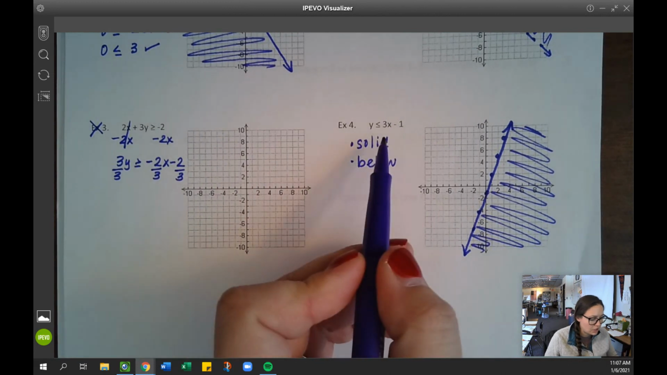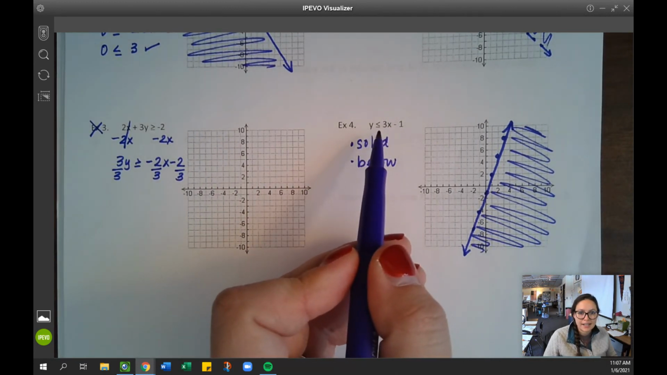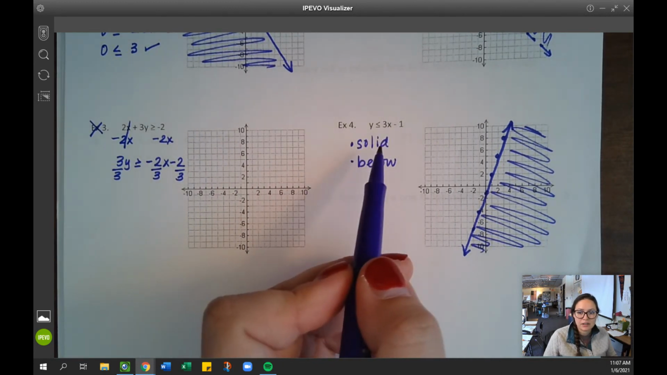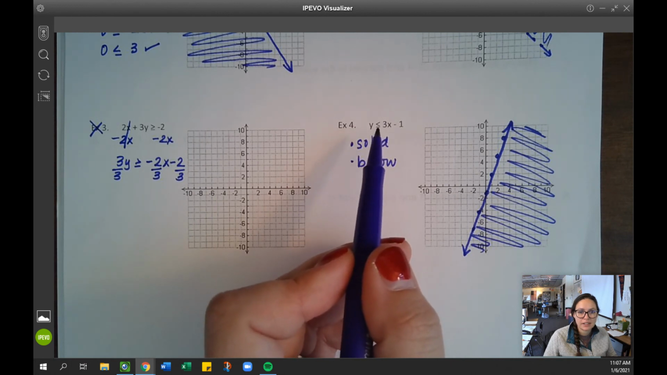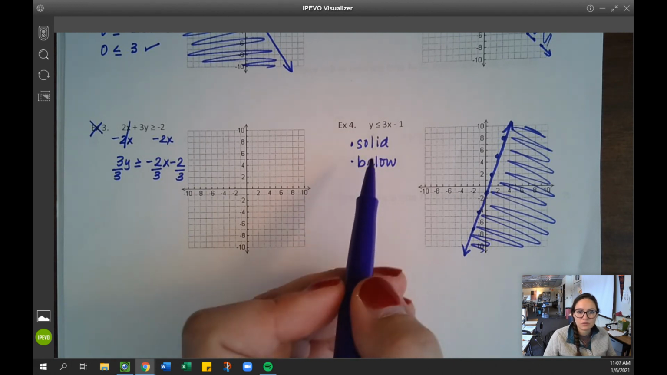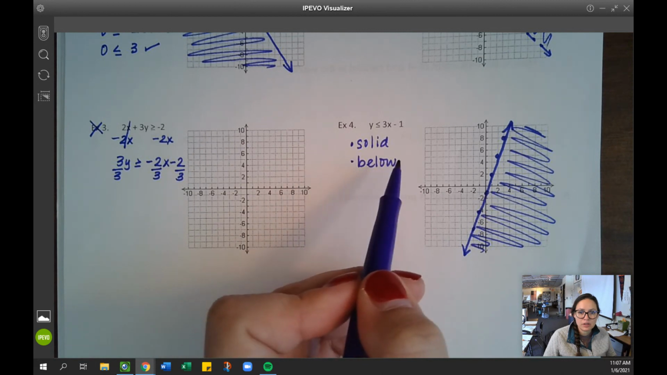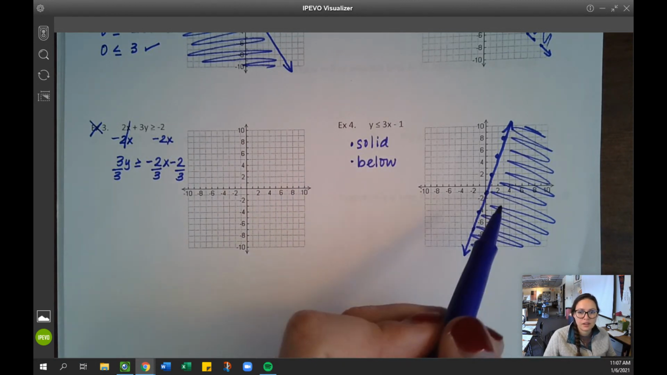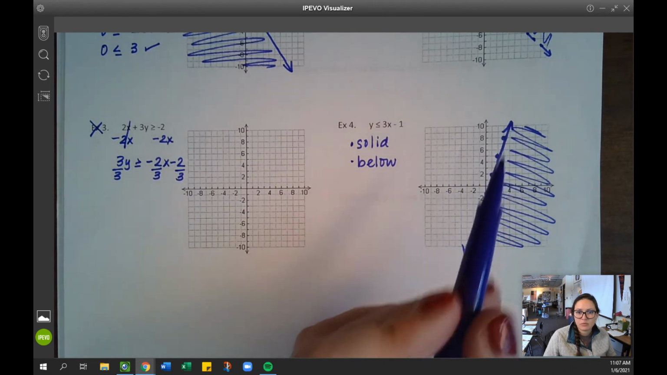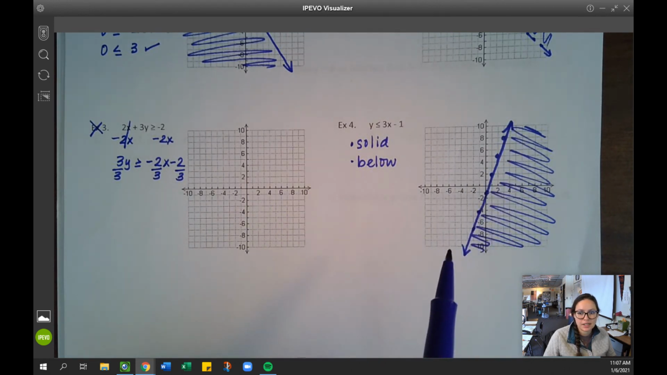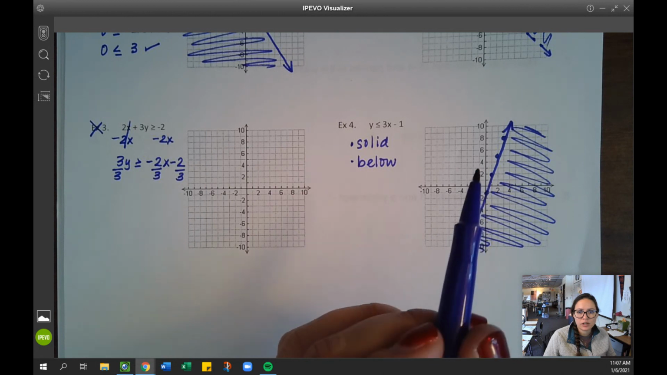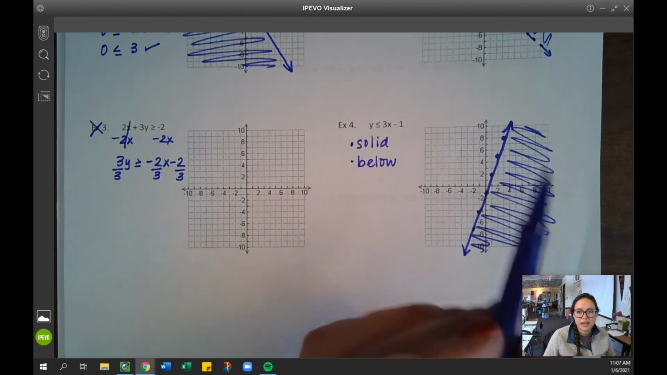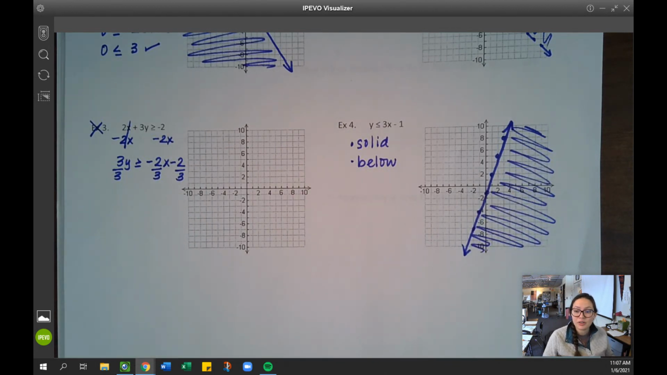All right, so the major thing is deciding, remember, if I want a solid or dashed line, and this is going to be solid because it's the or equal to, and we're going to shade below the line because y is less than or equal to. So I graph the line, y equals 3x minus 1, just like I normally would. Start at negative 1, go up 3 over 1, and then we shade below, and that's all there is to it. And that is it for lesson 3.7.